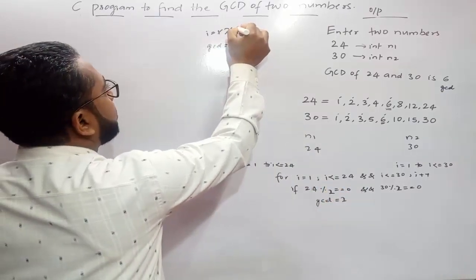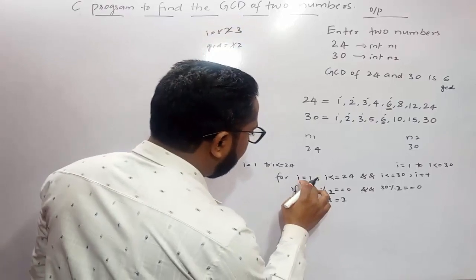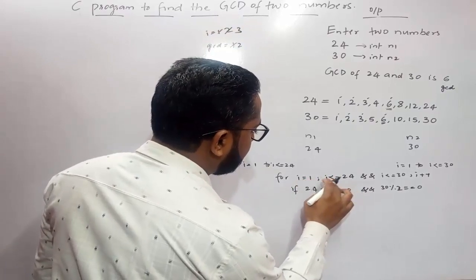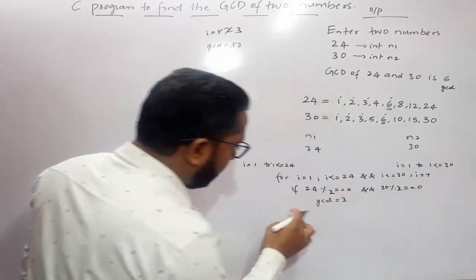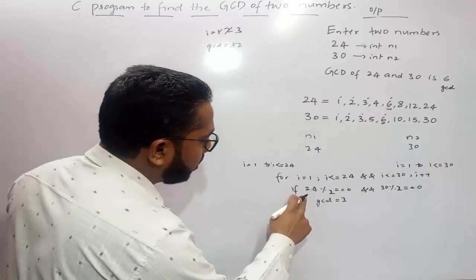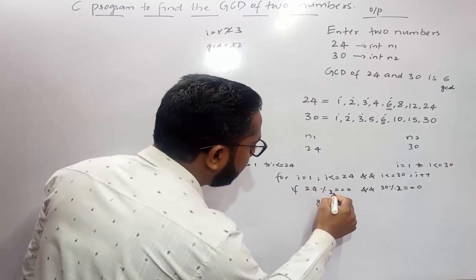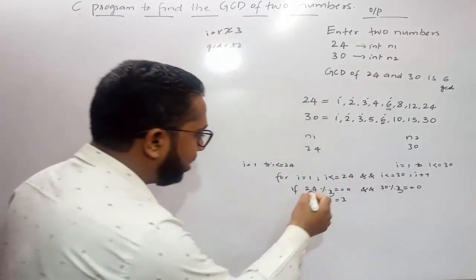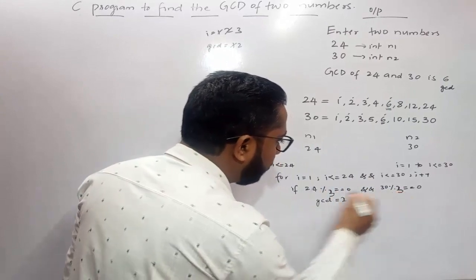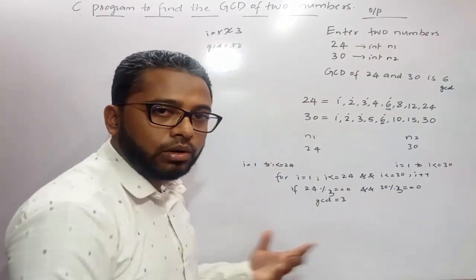Now I becomes 3. For the value of I equals 3, the condition gets checked here. Yes, 3 is less than or equal to 24 and 3 is less than or equal to 30. Control will come inside the for loop to check for this condition: 24 mod 3 and 30 mod 3. Yes, I can divide both 24 and 30 by the number 3 without leaving any remainder.